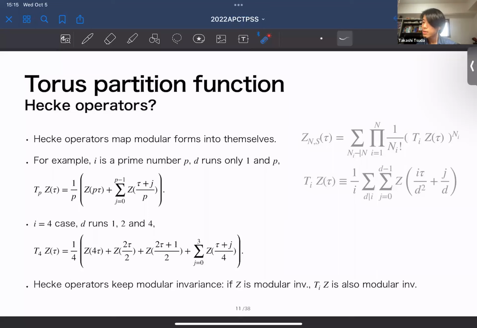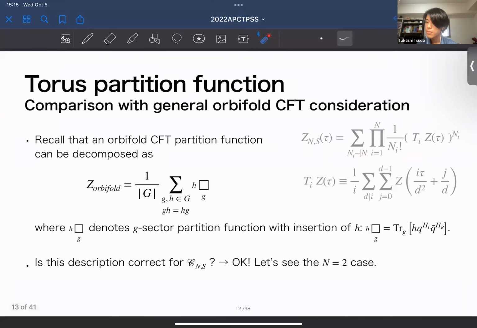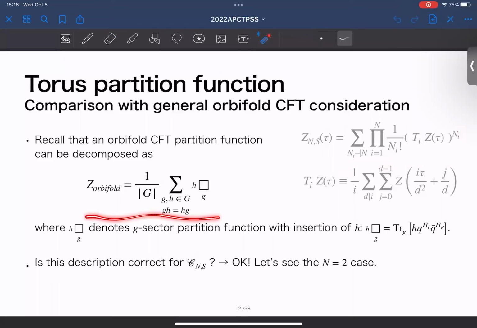Okay, and by using the Hecke operators T, we can write down the symmetric orbifold CFT partition function like this. And now we want to check that this partition function admits the ordinary orbifold CFT interpretation, like we know that an orbifold CFT partition function can be decomposed like this.